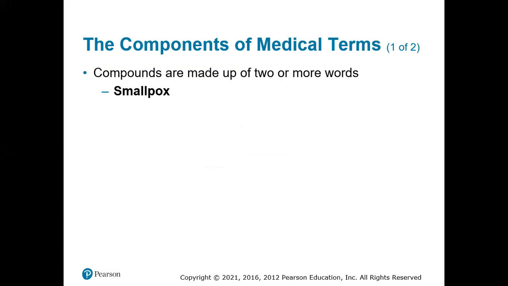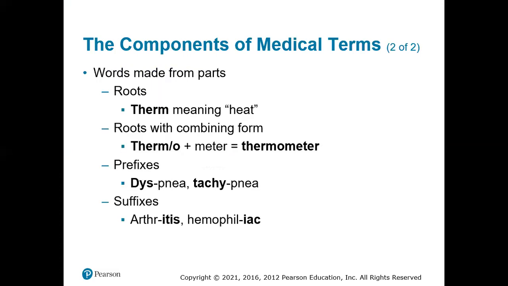combinations. So compounds are made of two or more words. So smallpox, words are made from parts. So the root of the word, so they're using the example of therm meaning heat. That's the root of the word. Then a root with a combining form brings another term. So the root itself isn't a word until it's combined with something else. So therm is their example, meaning heat. They're adding meter to it, so thermometer, so heat measure.